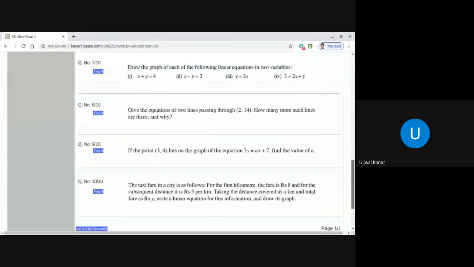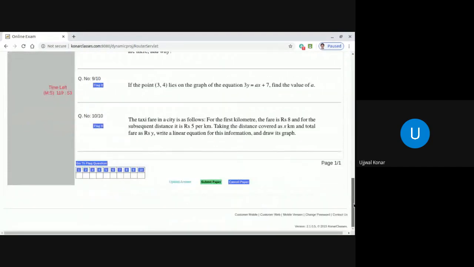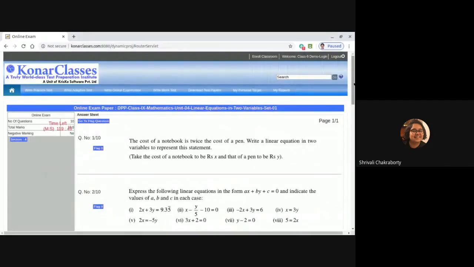Clear? Srivali, did you get your answer? Yes, sir. When should we do this, by next class? No, you should do it by the day after tomorrow. Two DPPs should be submitted by the day after tomorrow. Yes, sir. Okay, all right. Thank you. With this note, I would like to conclude the class for today, dear students.